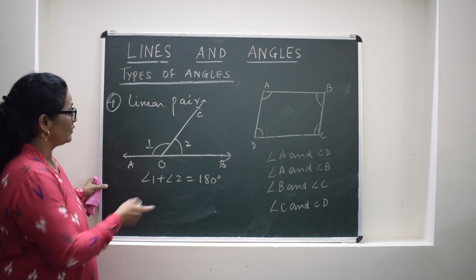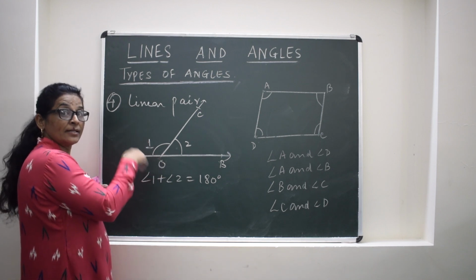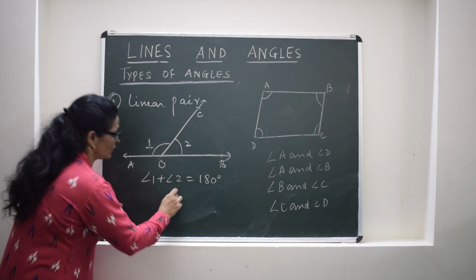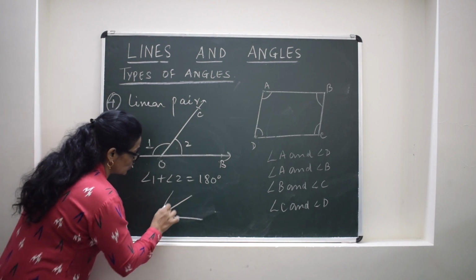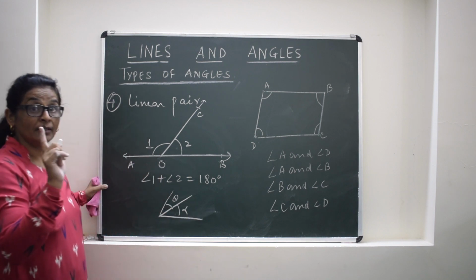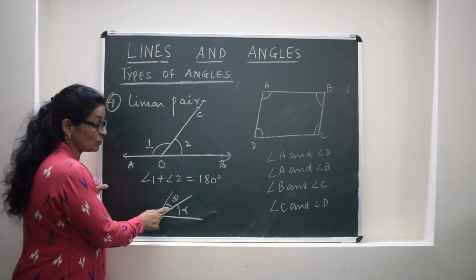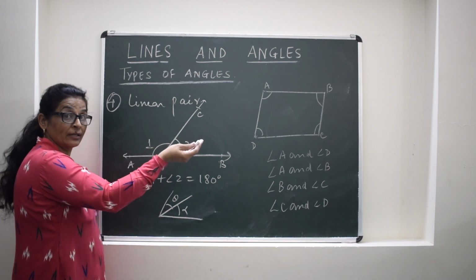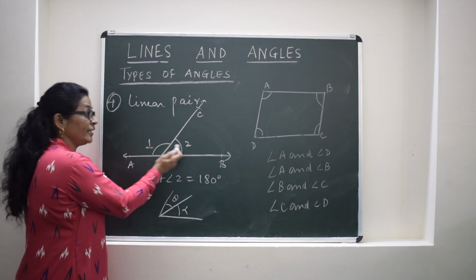So we can say every linear pair is adjacent. But not every adjacent pair is a linear pair. For example, if I say these two angles, they are adjacent angles but they are not forming a linear pair. So a set of adjacent angles may not be forming a linear pair, but every linear pair will be adjacent.